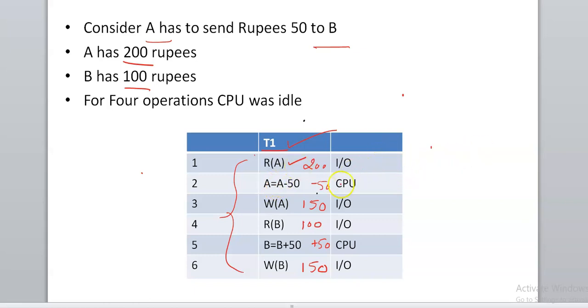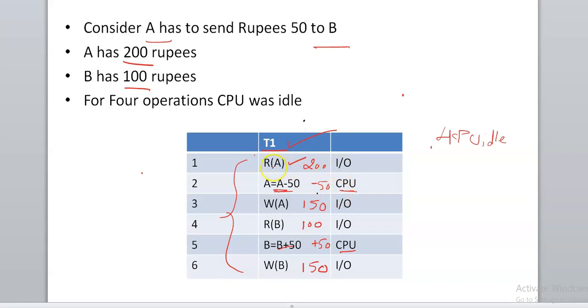But as we can see here, only 2 operations required CPU utilization. For all the other 4 operations, the CPU was idle. Yes, the CPU was idle for 4 operations. So what we can do here to effectively utilize the CPU is to perform concurrent operations.